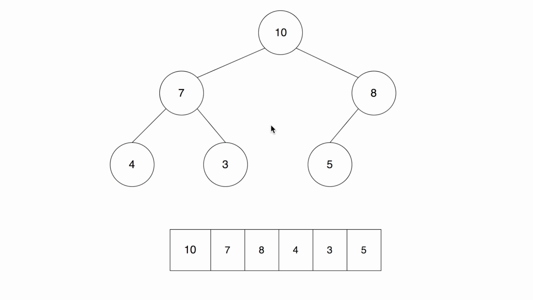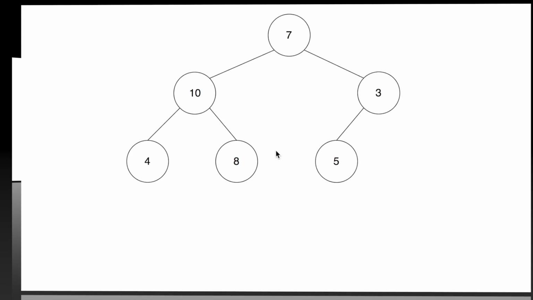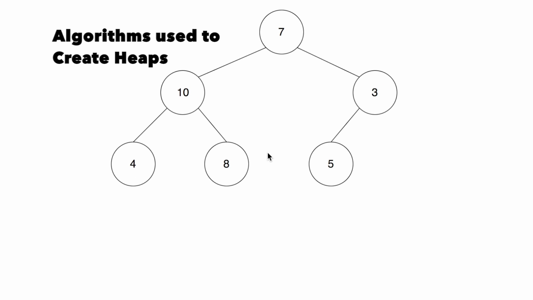While all heaps are conceptually similar to trees, they are usually built on top of arrays. The left child of a node will be in position 2n plus 1, and the right child will be in position 2n plus 2. We will now talk about the algorithms used to create heaps.